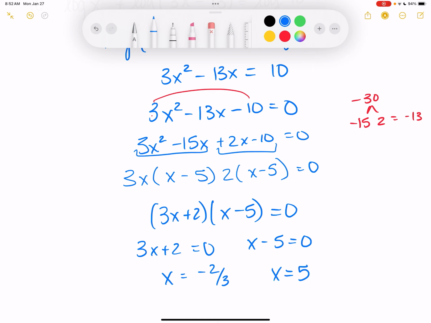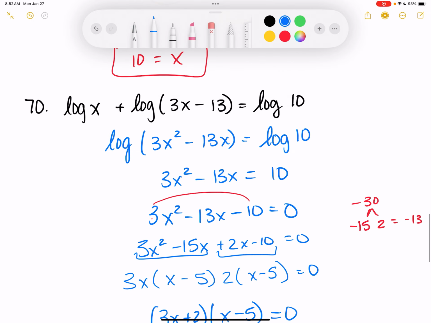Now, one thing here that you have to know about logs. I don't know if it was in your notes anywhere or if we've talked about it yet. I cannot have a negative inside the log. Okay? That doesn't mean I can't plug in a negative number, but the value inside the log, once everything is simplified down, has to be positive. So, up here, if I plug in the log of negative 2/3, that's going to be a problem, because I can't have a negative number.